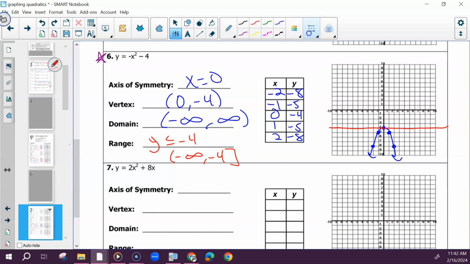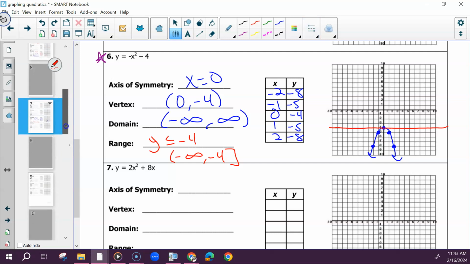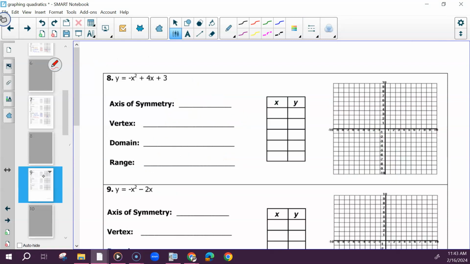I want you guys to do one graph, fill in all of the things, axis of symmetry, vertex, domain, range, table, and the graph. Get it checked, and then you guys can practice either Delta Math or more of this. I want you guys to try number 10. So do number 10 and then raise your hand, get it checked, and then time is yours to practice.